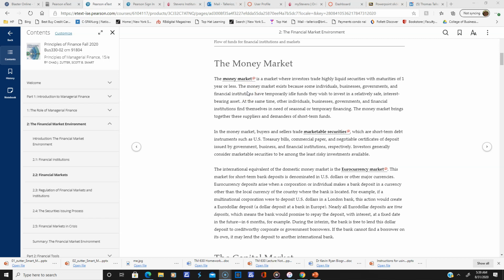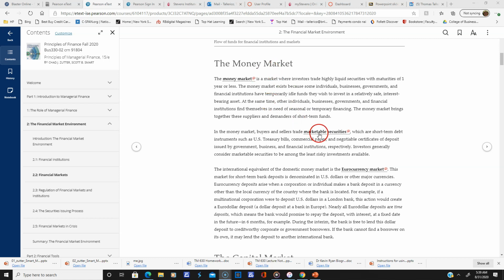The money market basically exists because some individuals, government, businesses, and other financial institutions have temporarily idle funds. They have money they want to put aside, and some of you may have that too, right? You have some money short term, and you don't want to take a risk putting it in the securities markets.